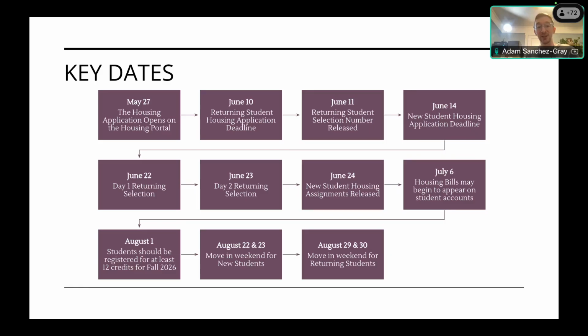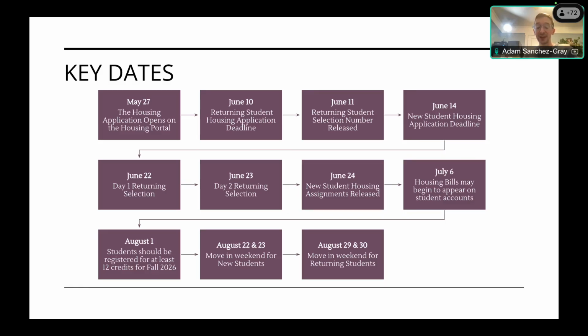And that's when we do day one of our returning selection. That generally goes about 2 days. So you'll see June 22nd, June 23rd is both returner days. On the 24th is all about our new students. So we will release all of the housing assignments for our new folks. And then you should see housing bills start to appear right around July 6th. Those correspond with your tuition bills. So it all comes as one lump sum from the bursar's office.